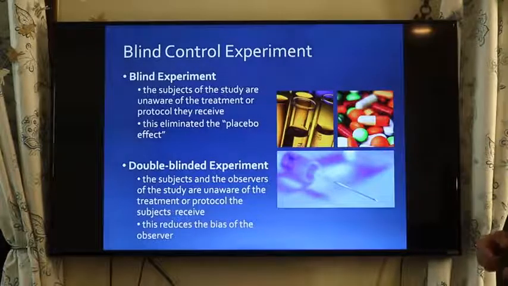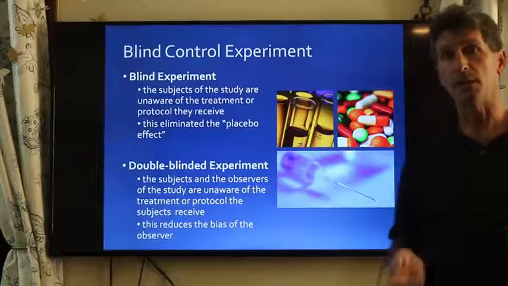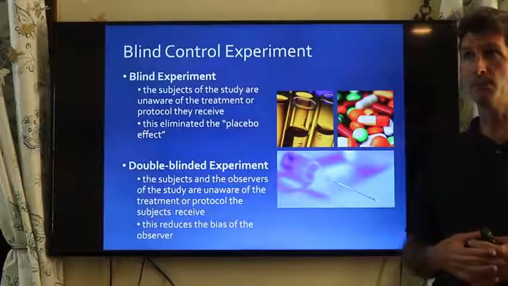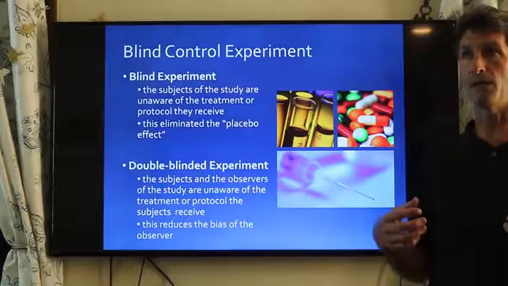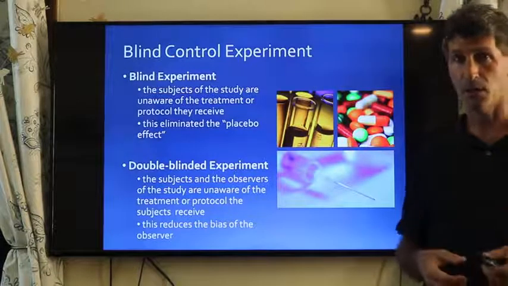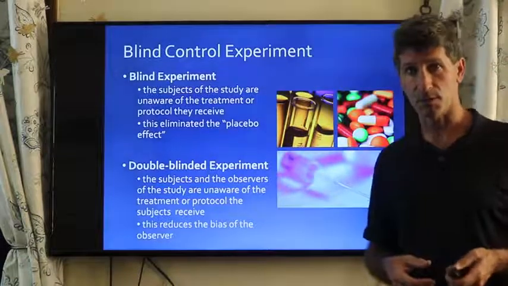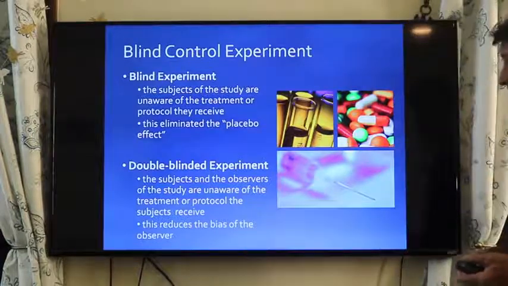Now, blind control experiments are important to eliminate bias. While bias can be done consciously, oftentimes bias is introduced in experiments totally by accident.